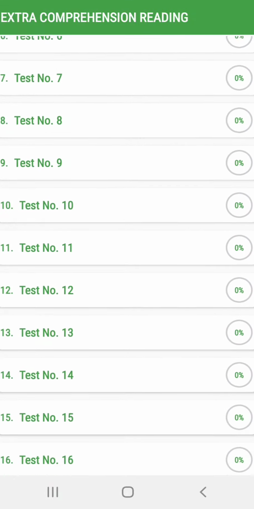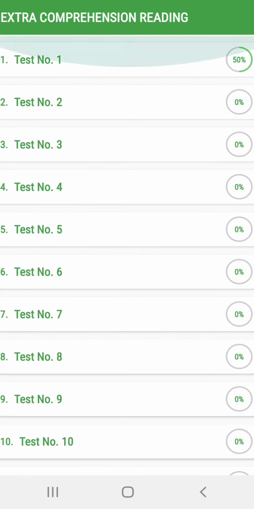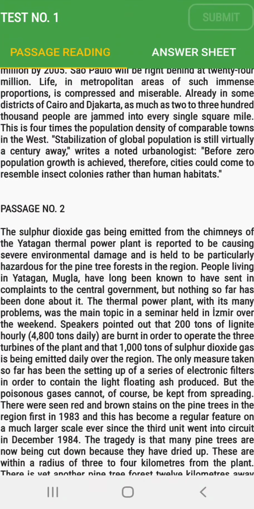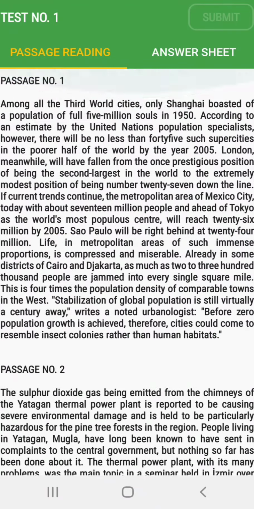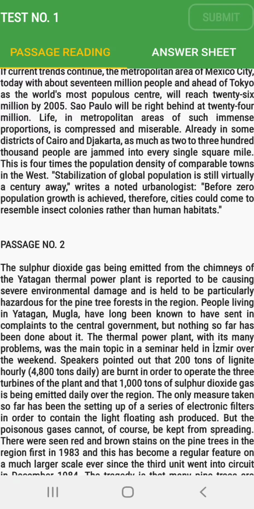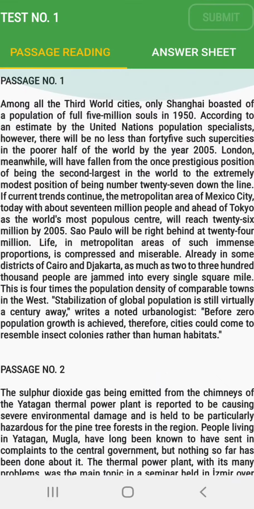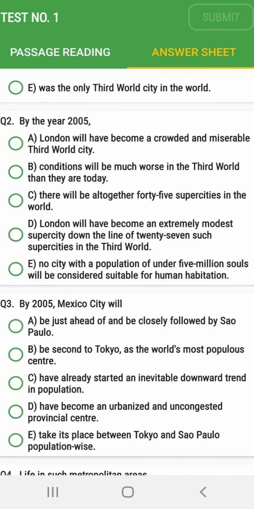It has like 20 practice questions. Let's look at test number 1. As you can see, test number 1 just has 2, and that's the same for the rest of the passages as well. You're gonna get passages like these on the exam where you have to read 2 passages and answer the questions for them.